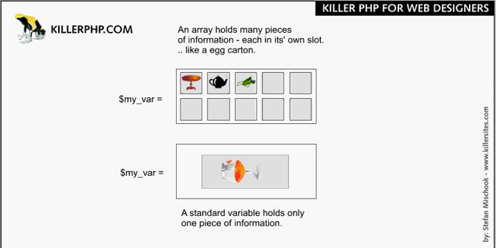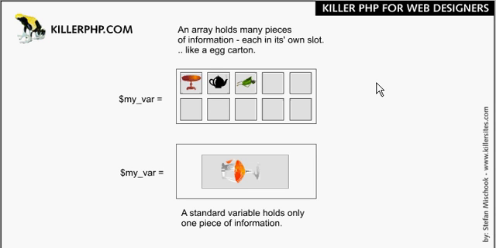To help clarify things for you, I've put together this little graphic that we see here, illustrating the difference between an array, this is the array, and a standard variable. As we can see here, the standard variable holds one piece of information. The array, on the other hand, holds multiple pieces of information. You can look at an array as being a box or a container that has many slots, for instance, like a carton of eggs.